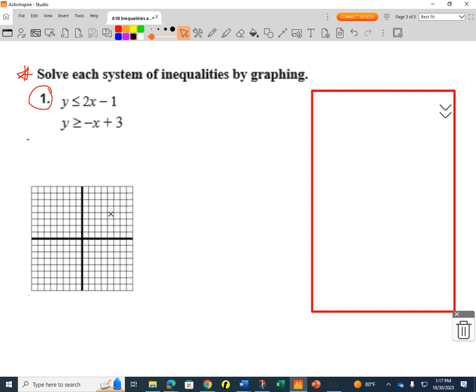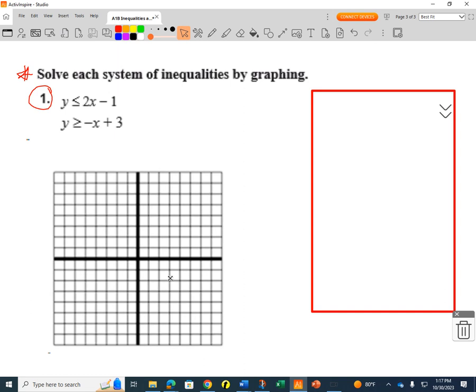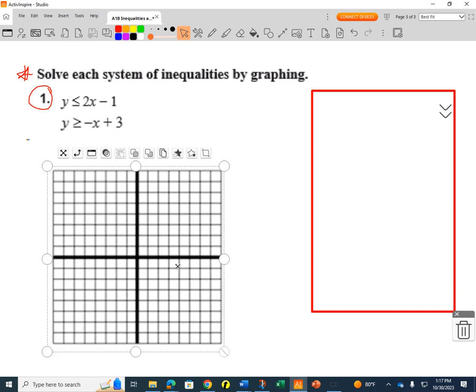Yes, the ball. I need some coordinates. What's that? I need Oh, you didn't give me. No, that's your homework. This is going to be for your notes.